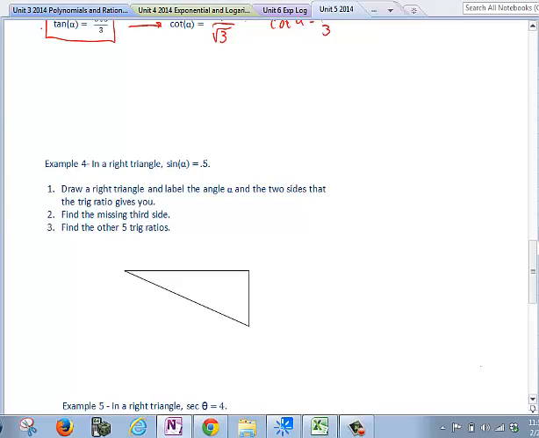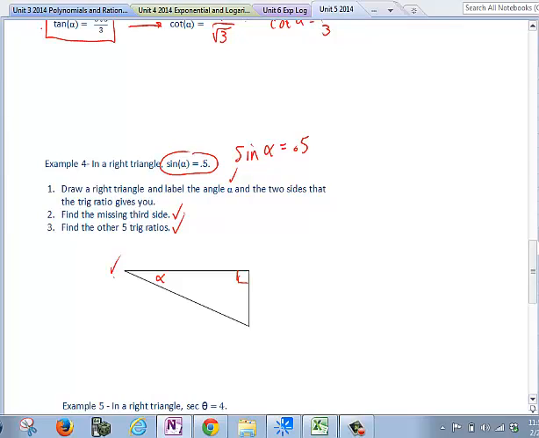In this example, they give us a trig ratio again. They say the sine of alpha is equal to 0.5. Draw the right triangle. It's already drawn. Label your angle alpha. Remember, it's never going to be the right angle. So I'm just going to put alpha here. Find the missing third side, then find the other 5 trig ratios.